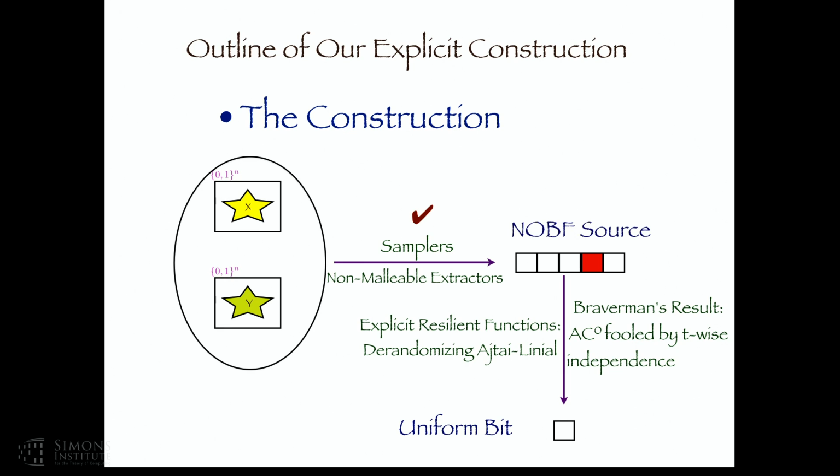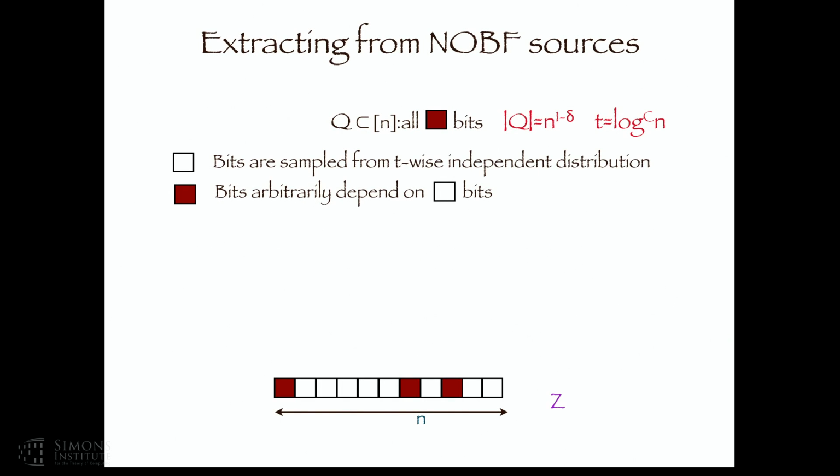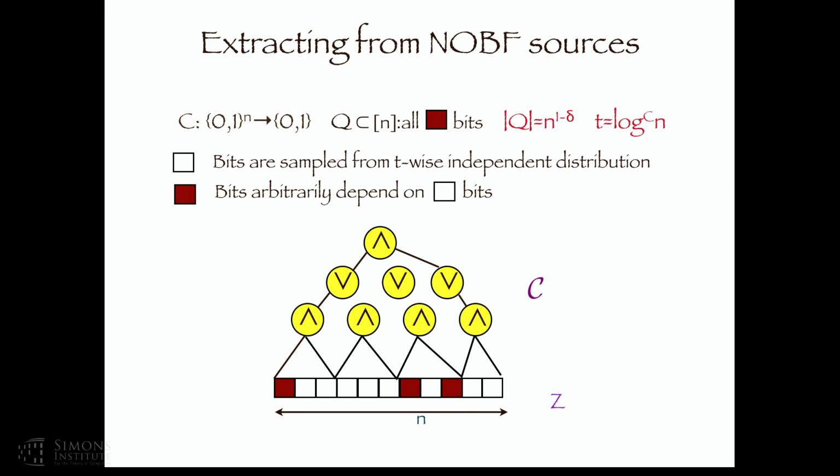So let's go to the second part of the construction. All right, so fresh start. You have a string z on n bits. The white bits are sampled from a t-wise independent distribution. So if you look at any t coordinates and project them, then they're almost independent and uniform. So t is polylog n. The number of red bits is n to the power 0.99. And these red bits arbitrarily depend on the values of the white bits. And we have seen that this is exactly the kind of source for which resilient functions are extractors. And the resilient function that we'll construct will be a low depth circuit.